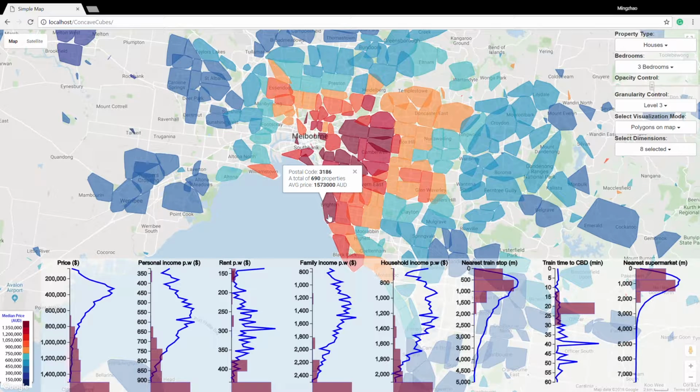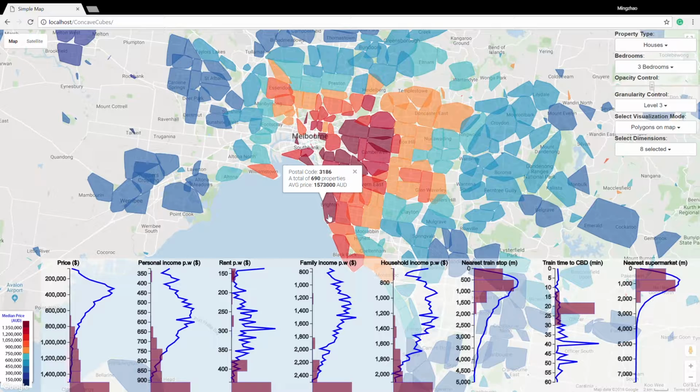The first dimension is price, and the histogram visualizes the price distribution of this selected cluster, while the line chart presents the price distribution of the whole state. We can see that house prices in this area are much higher compared to the whole state.